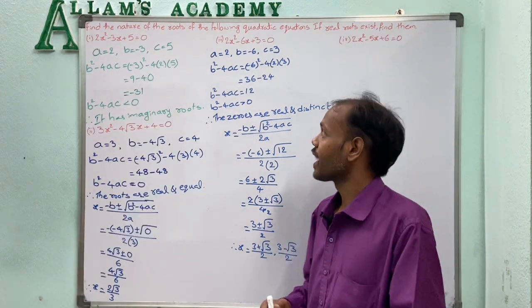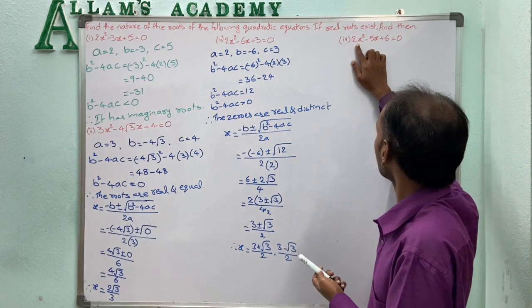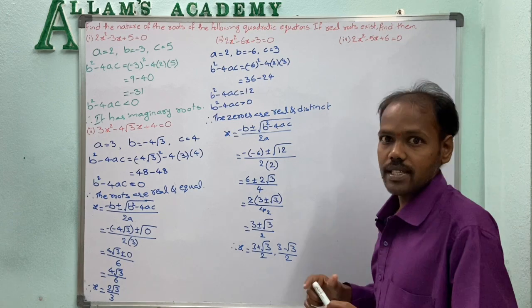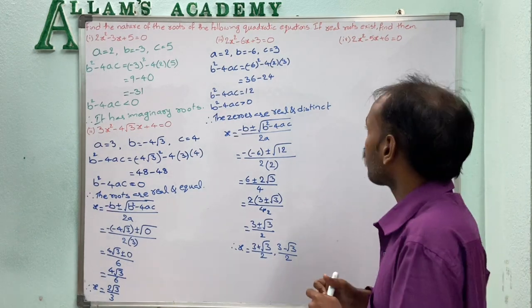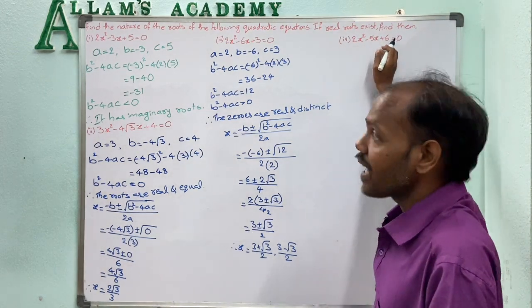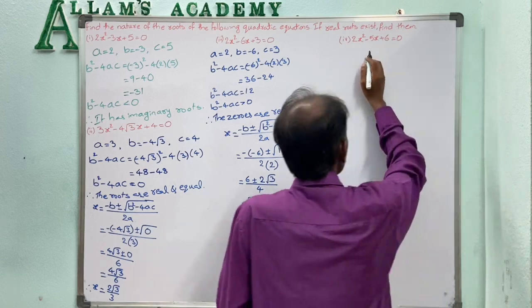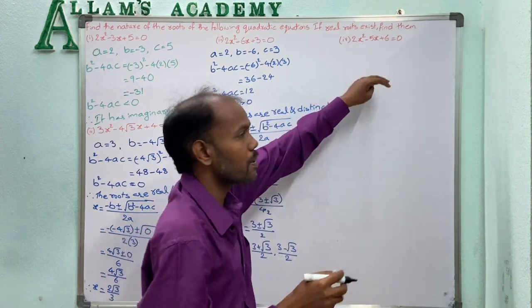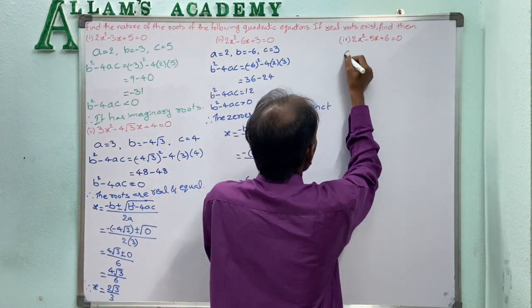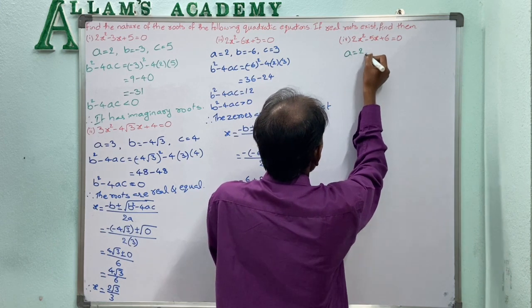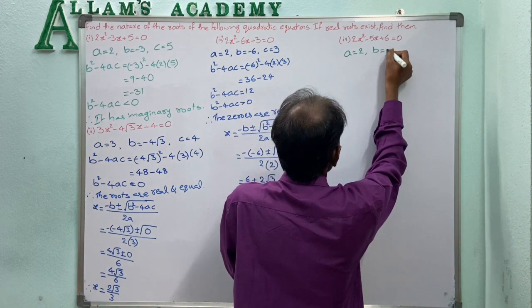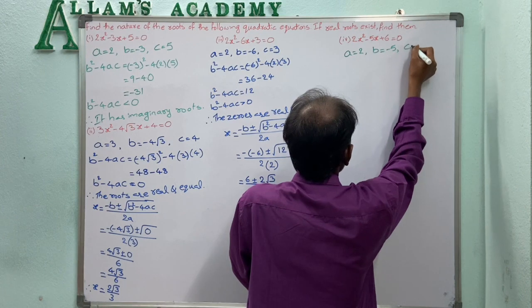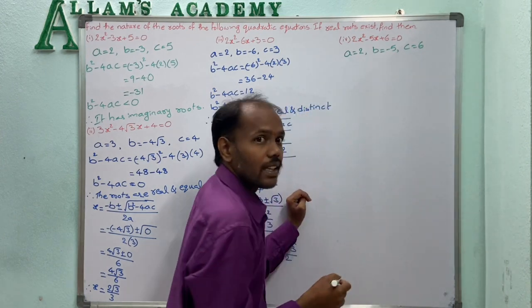Here, given another quadratic equation: 2x square minus 5x plus 6 equal to 0. Now it will be compared with the general form of the quadratic equation ax square plus bx plus c equal to 0. Here a equal to 2, the x square coefficient, b equal to the x coefficient, that is minus 5, and c equal to the constant term, that is 6.